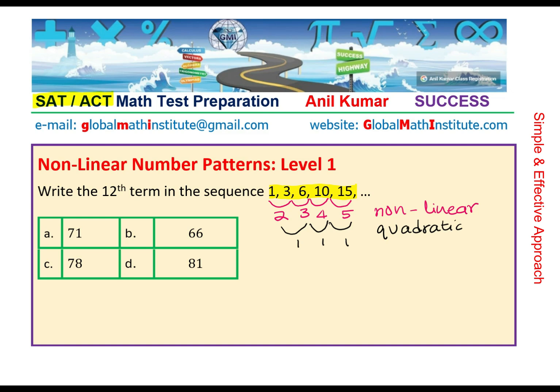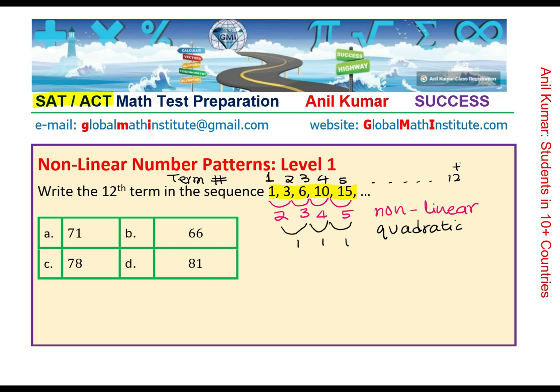So basically, when it is non-linear, you are multiplying the number position by something, right? So let's see, how do we get from 1 to 3? These are term numbers. So let's write down the term numbers. I'm using this hash for numbers. So this is my term number 1, this is 2, this is 3, this is 4, this is 5, and we have to find the 12th term. Now, if it was the next term, I would have easily got, right? Adding 6, I know it will be the next term. So we need a strategy.